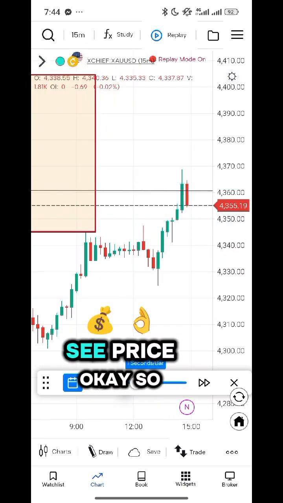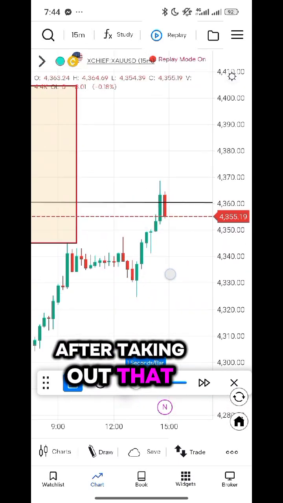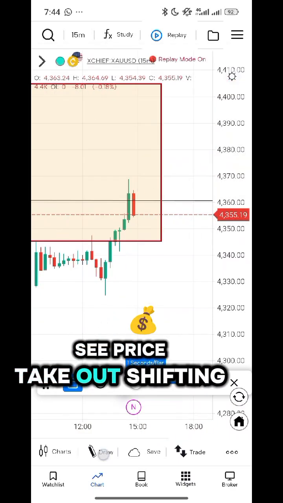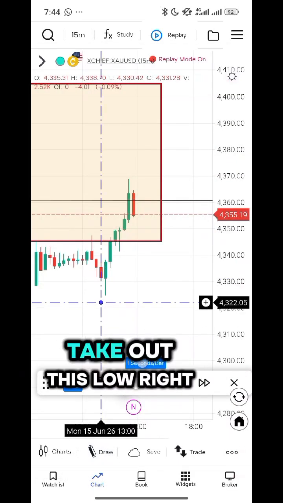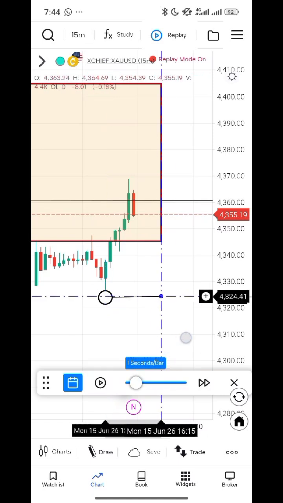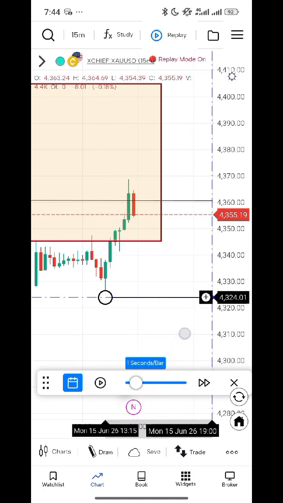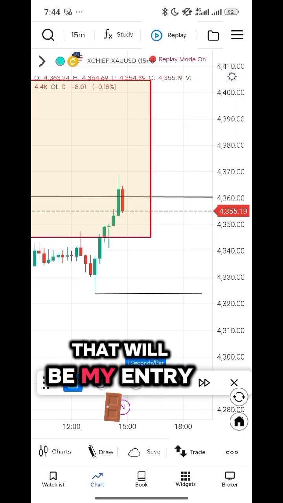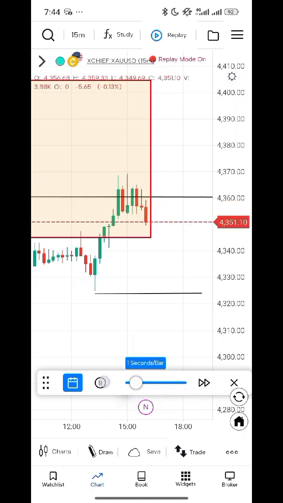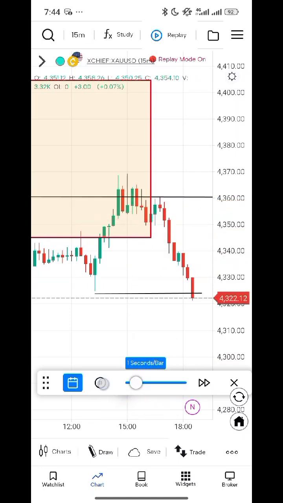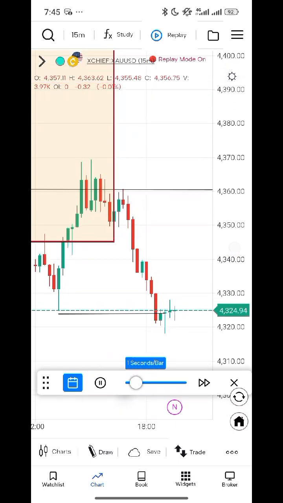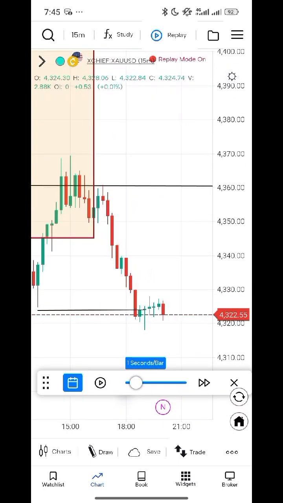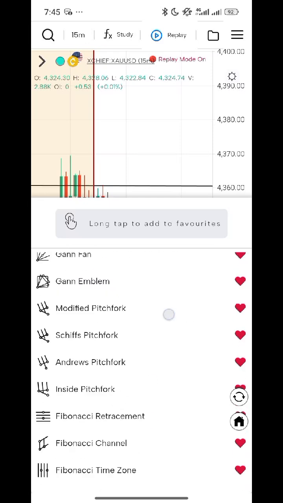So I want to see price, after taking out that liquidity, take out shifting market structure. That means price should take out this low, right? Price should take out this low. That would be my shift with the fair value gap, and that would be my entry. Good. So we had this fair value gap, we had this zone.